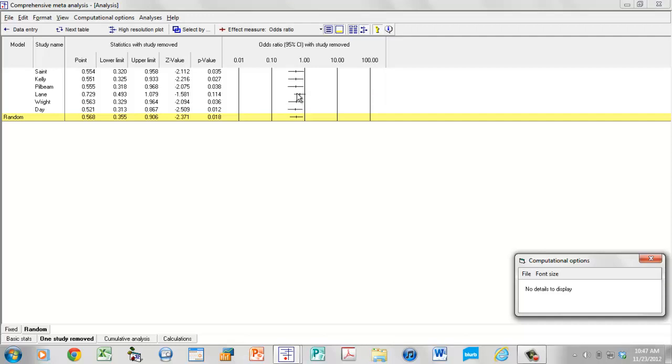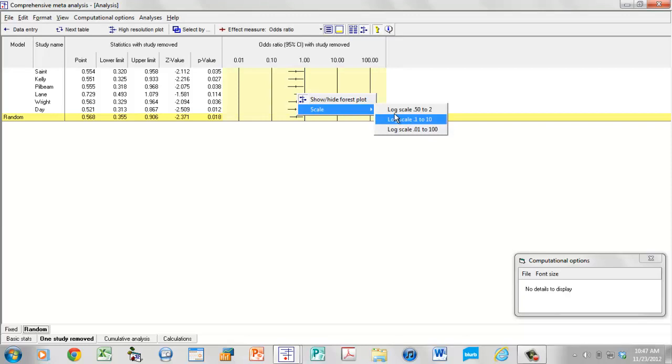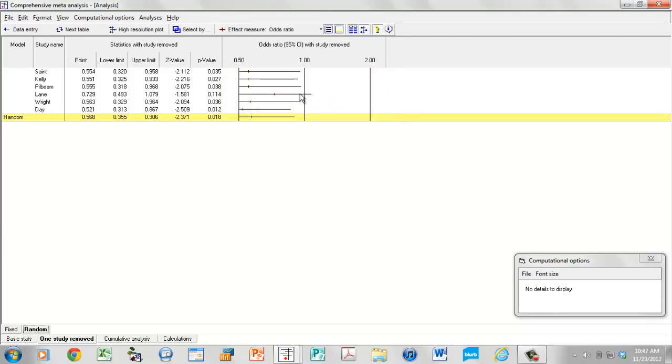And just to show this in a little bit more detail, we can switch the scale over here, and you can see that by removing that study, this is the null hypothesis again over here, the whole conclusion is likely to shift. So we know that that is a fairly influential study in this analysis.